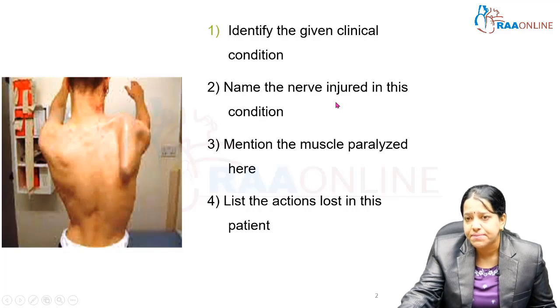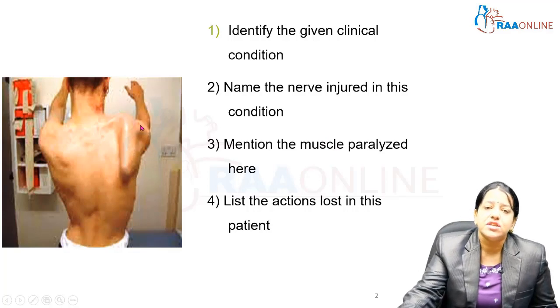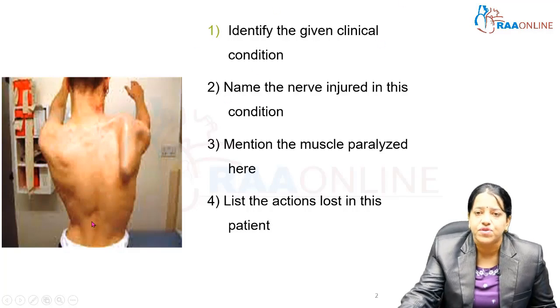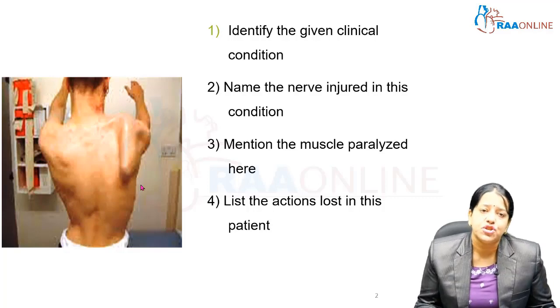Relevant anatomy: mention the muscle which is paralyzed over here. For that, this kind of picture is given. The winging of the medial border of the scapula is definitely the clinical condition over here. List the actions lost in this patient. So let's come to the anatomy part of this particular picture which you have been shown in the station.